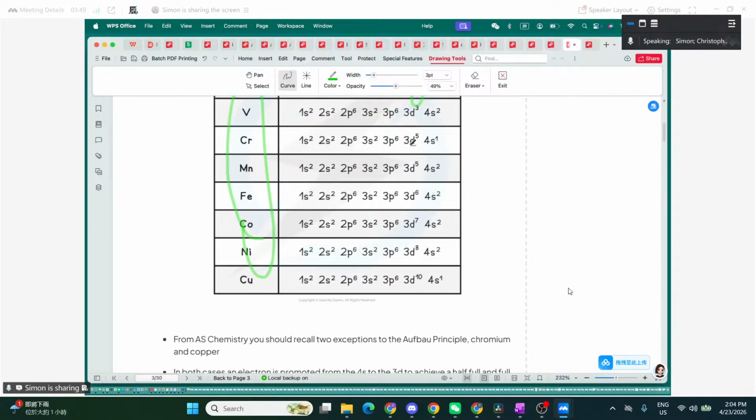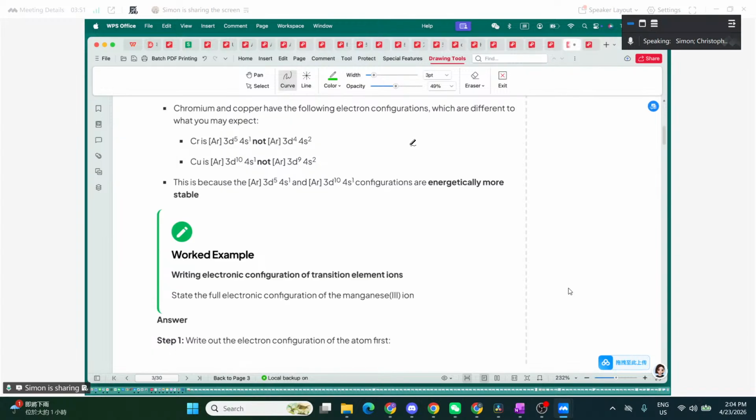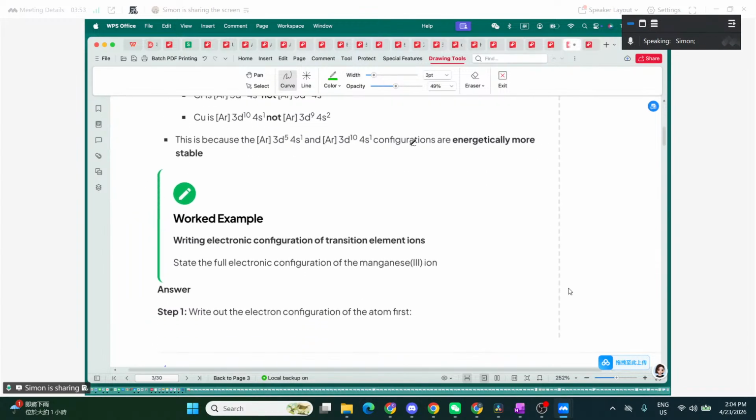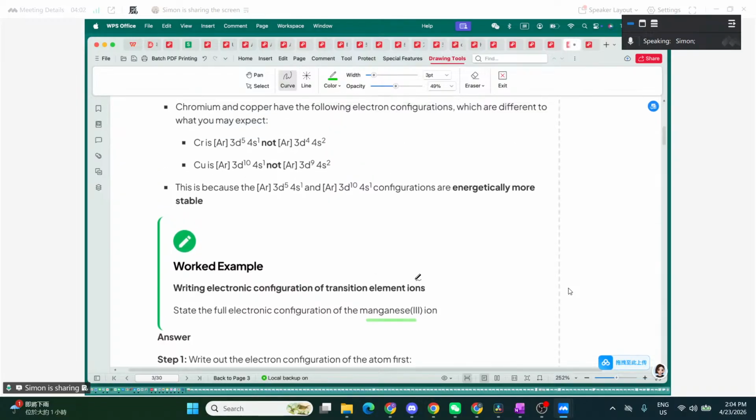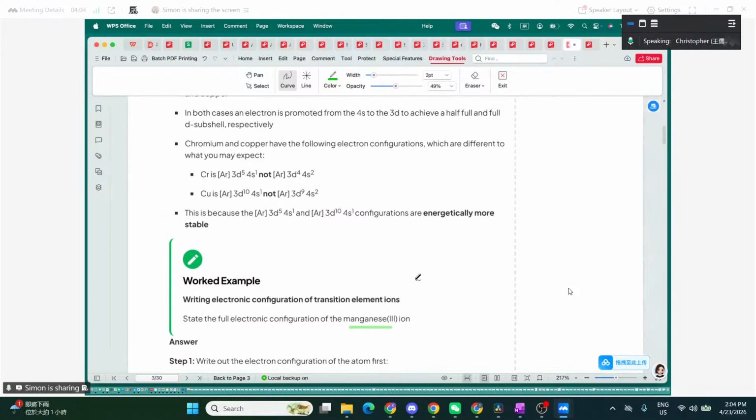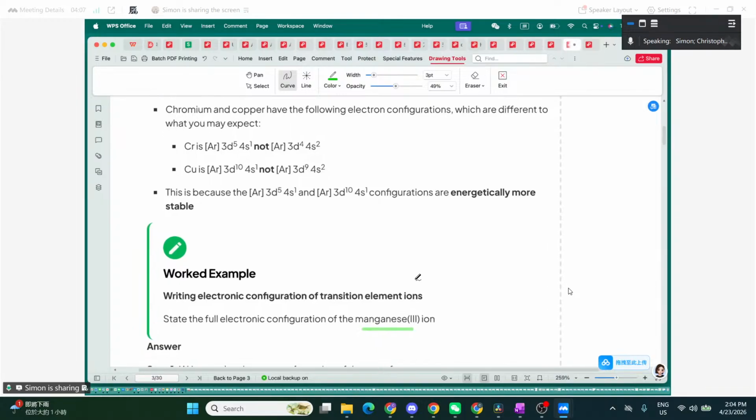Here's the worked example. The worked example just wants us to state the full electronic configuration of this one. This one is what? Manganese 3 plus. Yes. Okay, so how to state the full electronic configuration of manganese 3 plus?